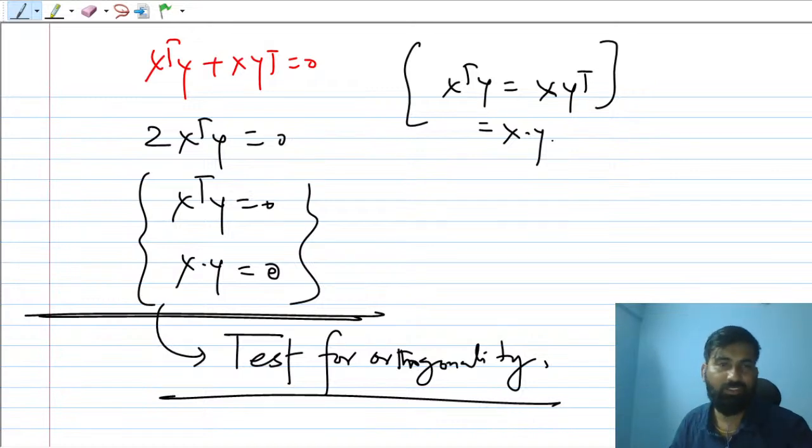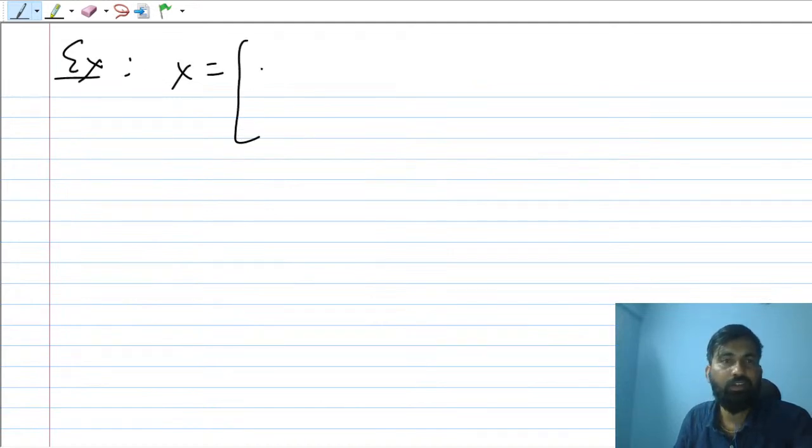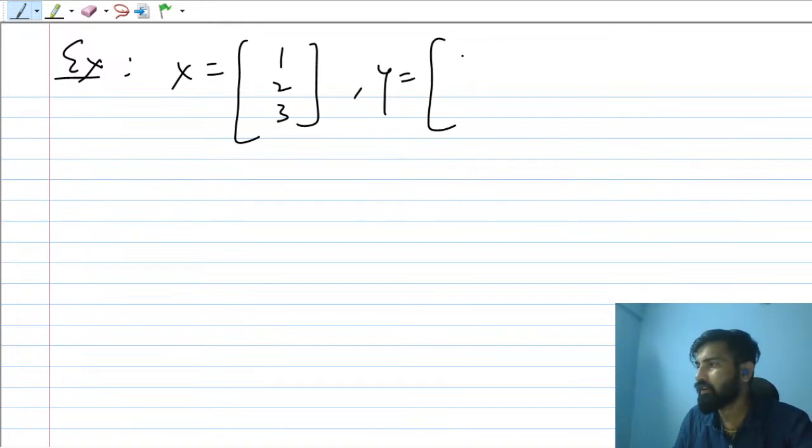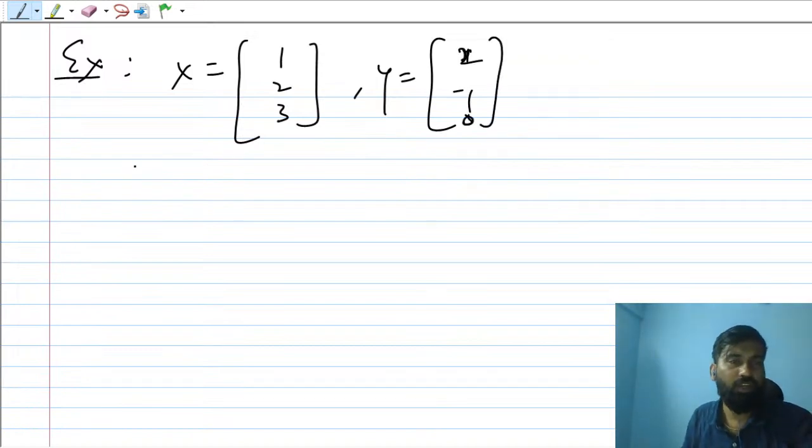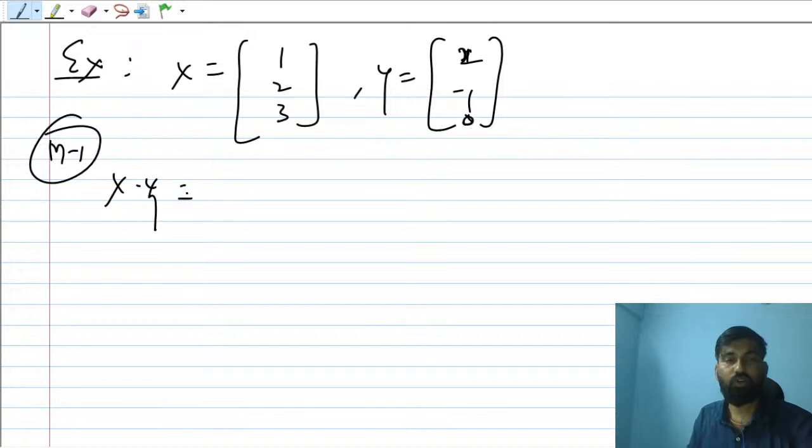So I'm just going to take one example here, then we'll wind up the session. x is given as 1 2 3. I'm going to prove whether they are orthogonal to each other or not. y is given as 2 minus 1 0. Method 1 to prove whether they are orthogonal: directly find the dot product. The dot product should come out to be 0.